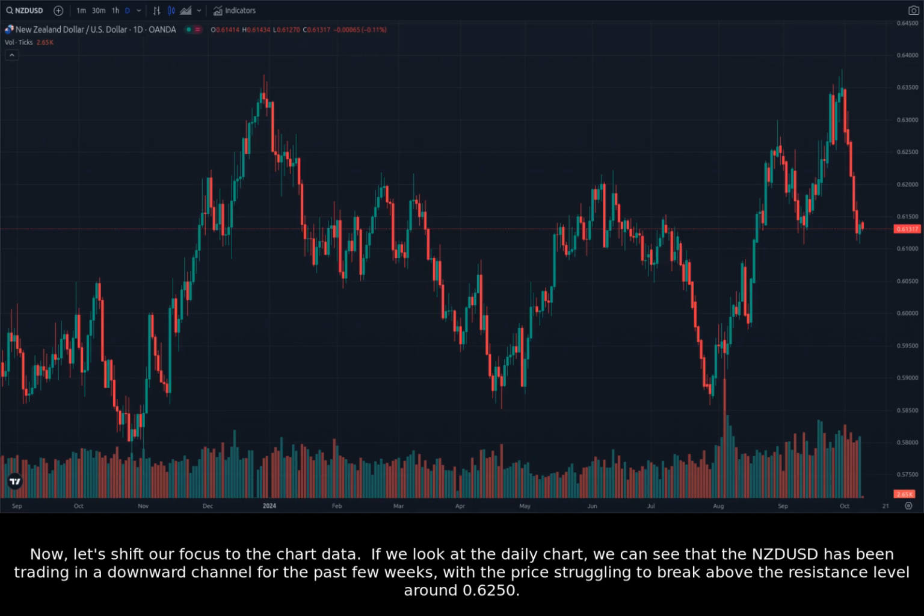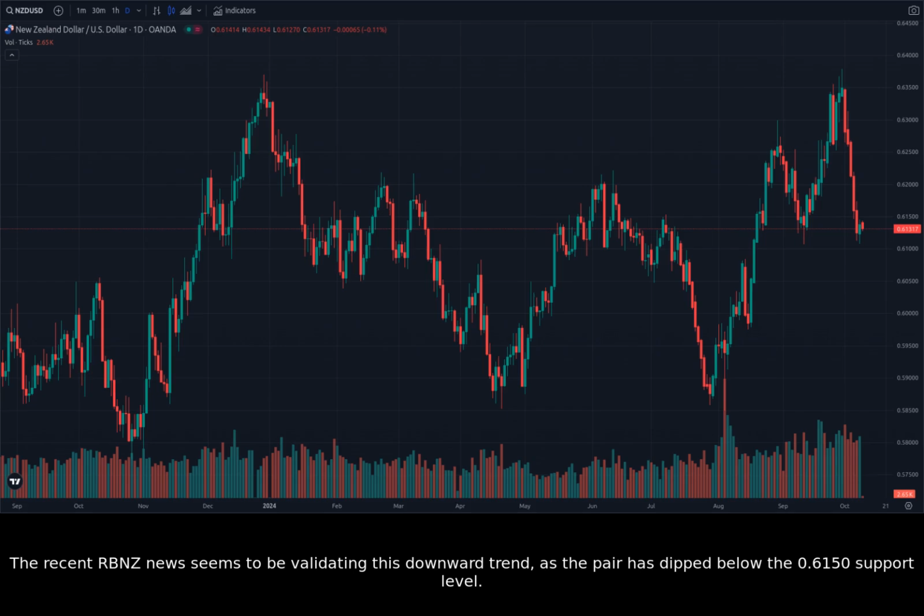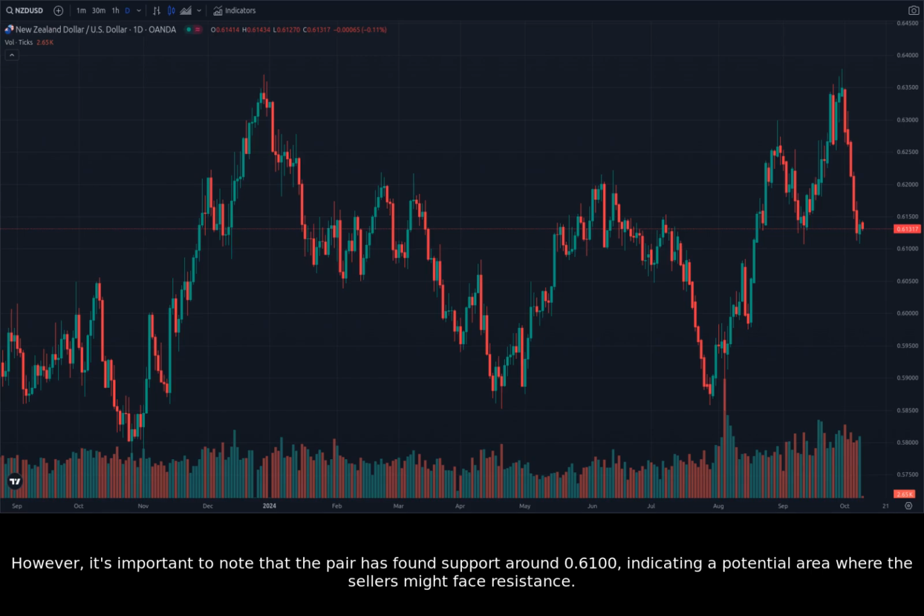If we look at the daily chart, we can see that the NZDUSD has been trading in a downward channel for the past few weeks, with the price struggling to break above the resistance level around 0.6250. The recent RBNZ news seems to be validating this downward trend, as the pair has dipped below the 0.6150 support level. However, it's important to note that the pair has found support around 0.6100, indicating a potential area where the sellers might face resistance.